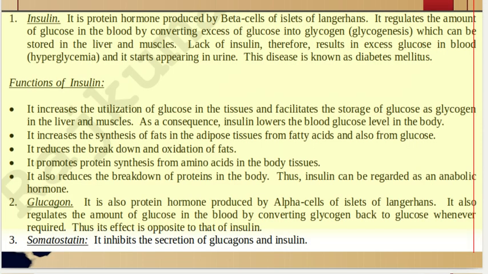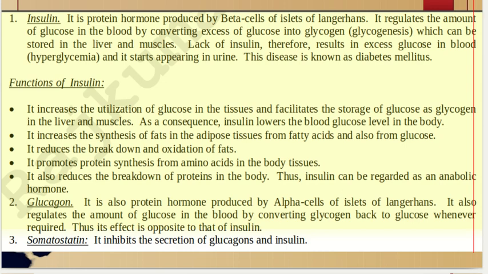Insulin is a protein hormone produced by the beta cells of islets of Langerhans. It regulates the amount of glucose in the blood by converting excess of glucose into glycogen, which is also called glycogenesis, and it is stored in the liver and muscles. In the liver, around 100 grams of glucose is stored as glycogen, and in muscles it is around 400 grams of it.